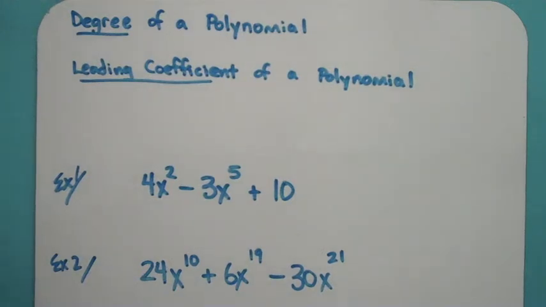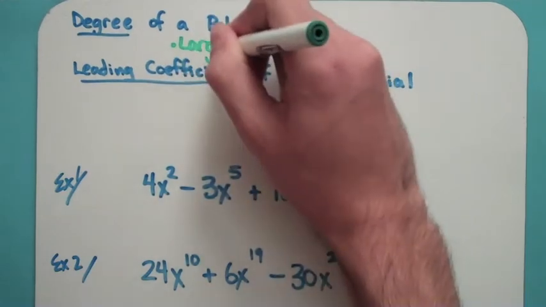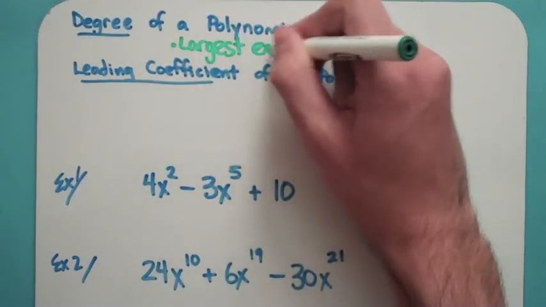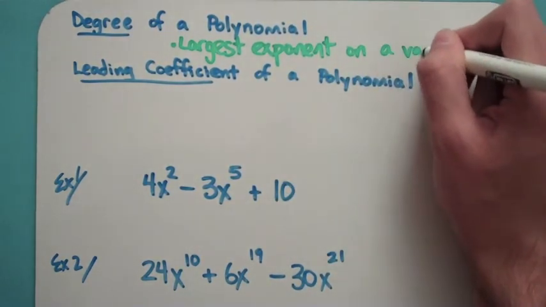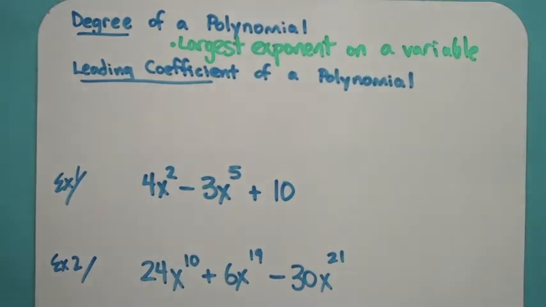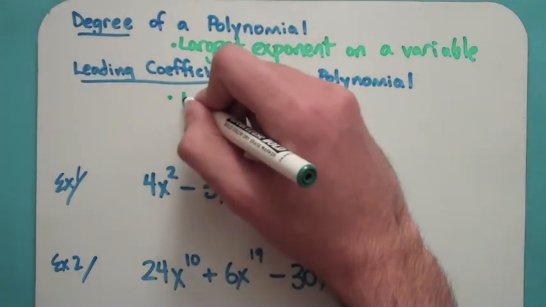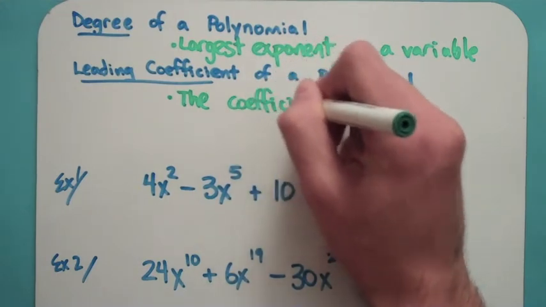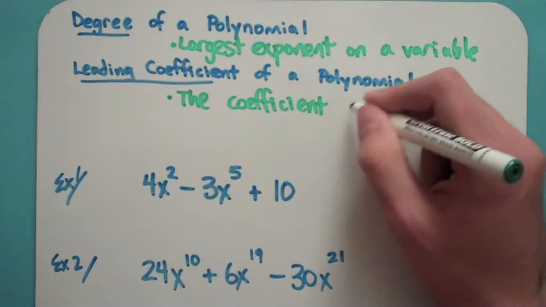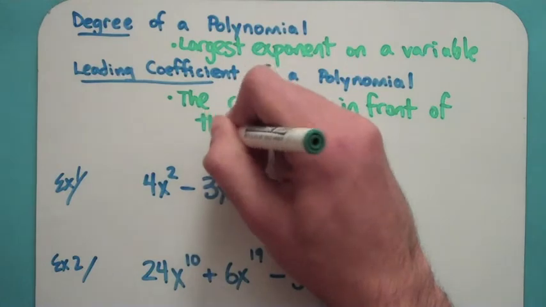And now we got two more vocab words related to polynomials here. First, the degree of a polynomial is going to be the largest exponent. I suppose I should say the largest exponent on a variable. And the leading coefficient of a polynomial is going to be the number, or the coefficient. I'm really not supposed to use the word in the definition here, but you guys know what a coefficient is. So it's the coefficient in front of the highest exponent.